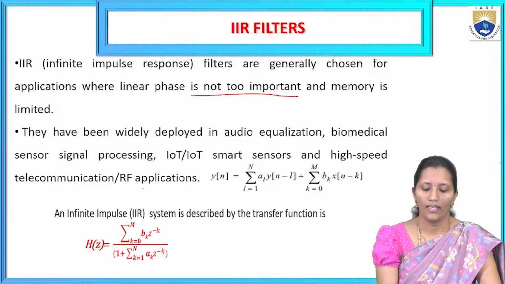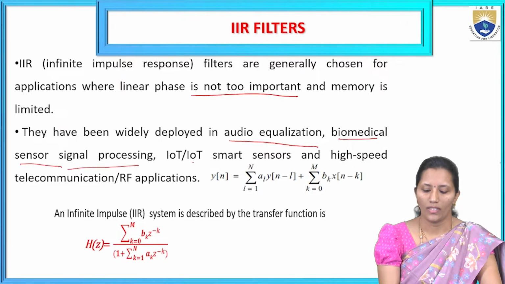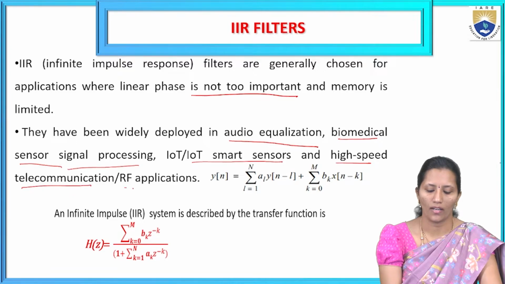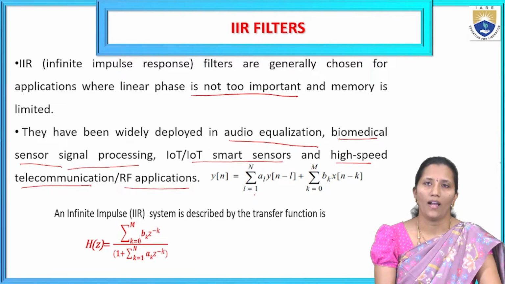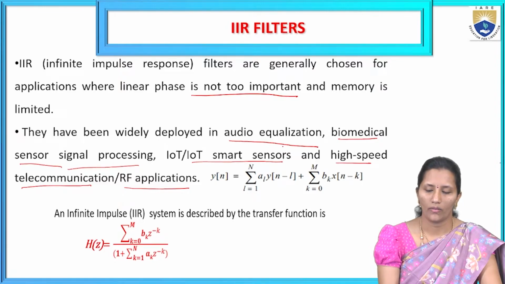They have been widely deployed in audio equalization, biomedical sensor signal processing, and IoT smart sensor design. In high-speed telecommunication and RF applications, we will use the IIR filter. These are the applications of the IIR filter: audio equalization, biomedical sensor signal processing, IoT smart sensor design, and high-speed telecommunication, that is, RF applications.